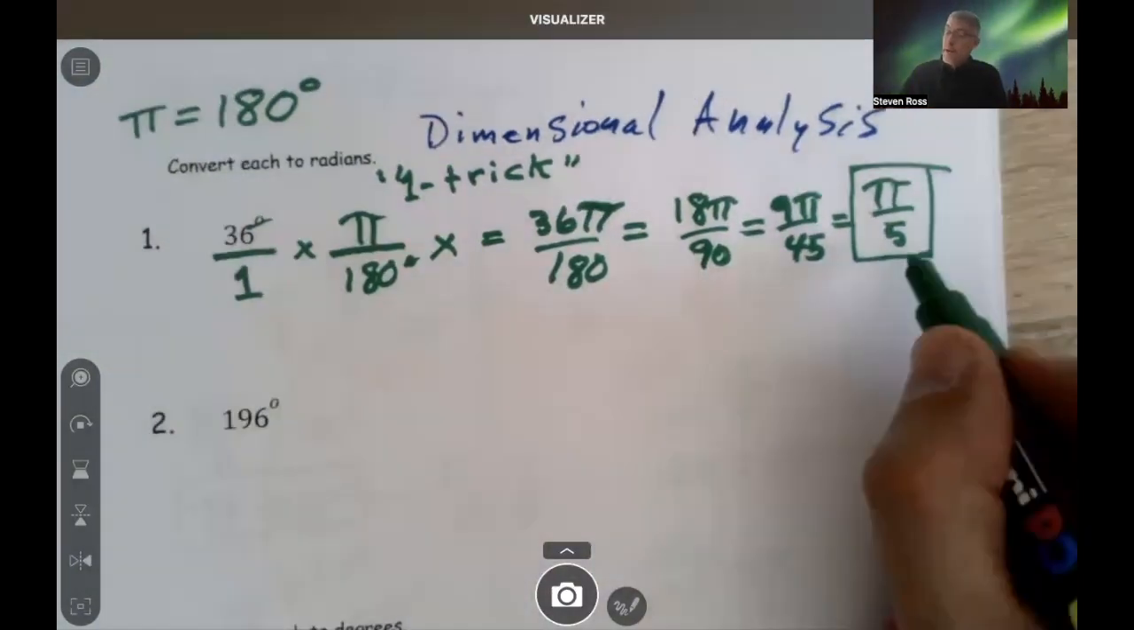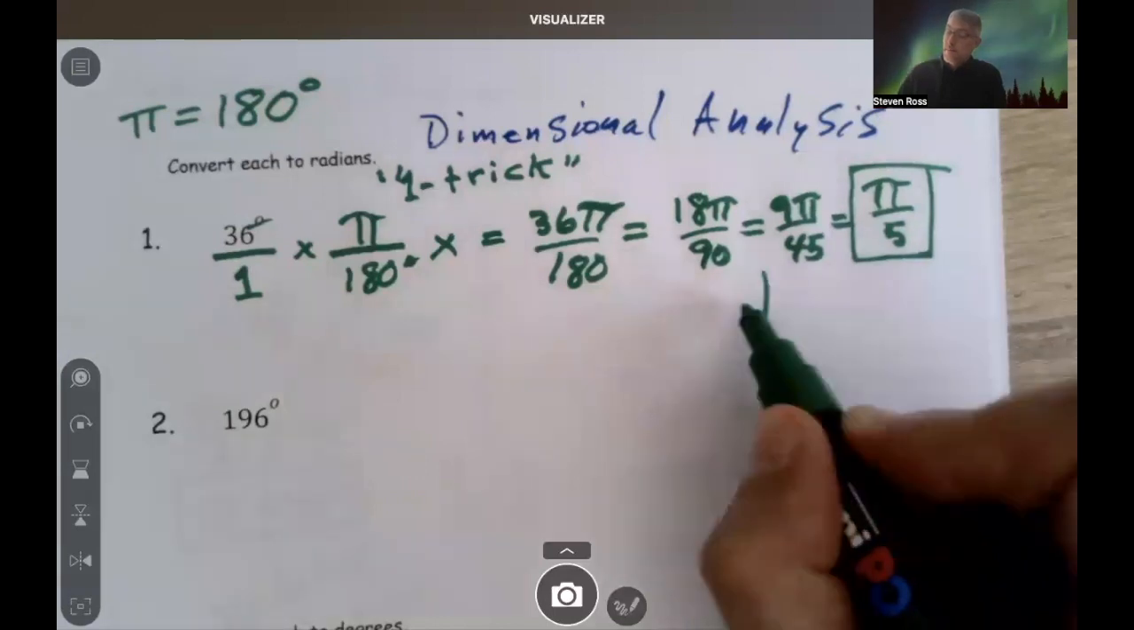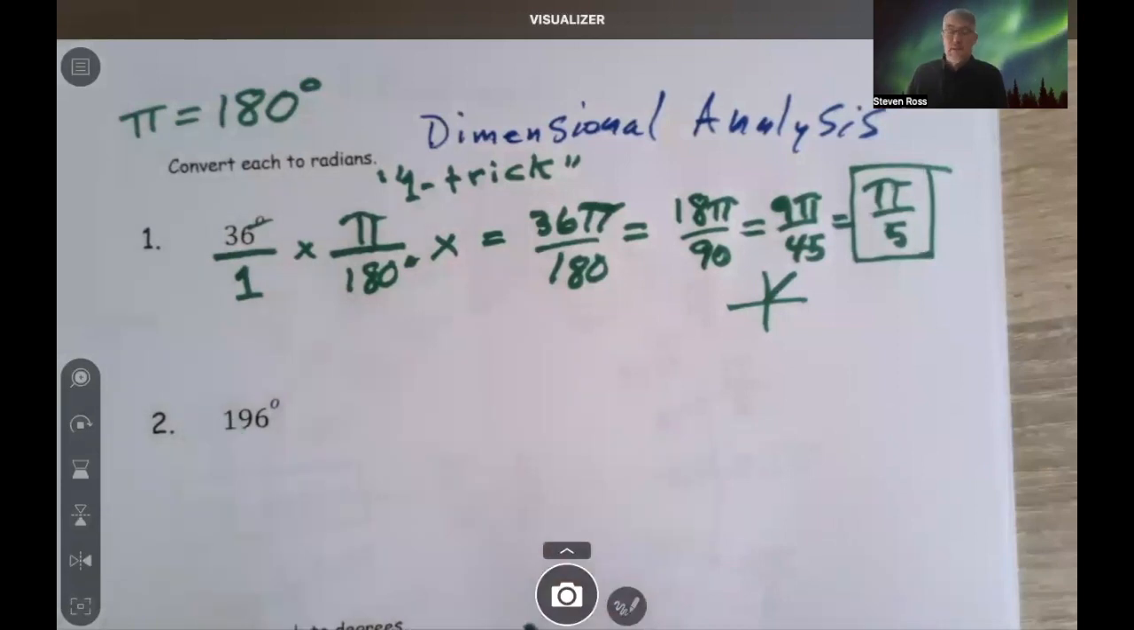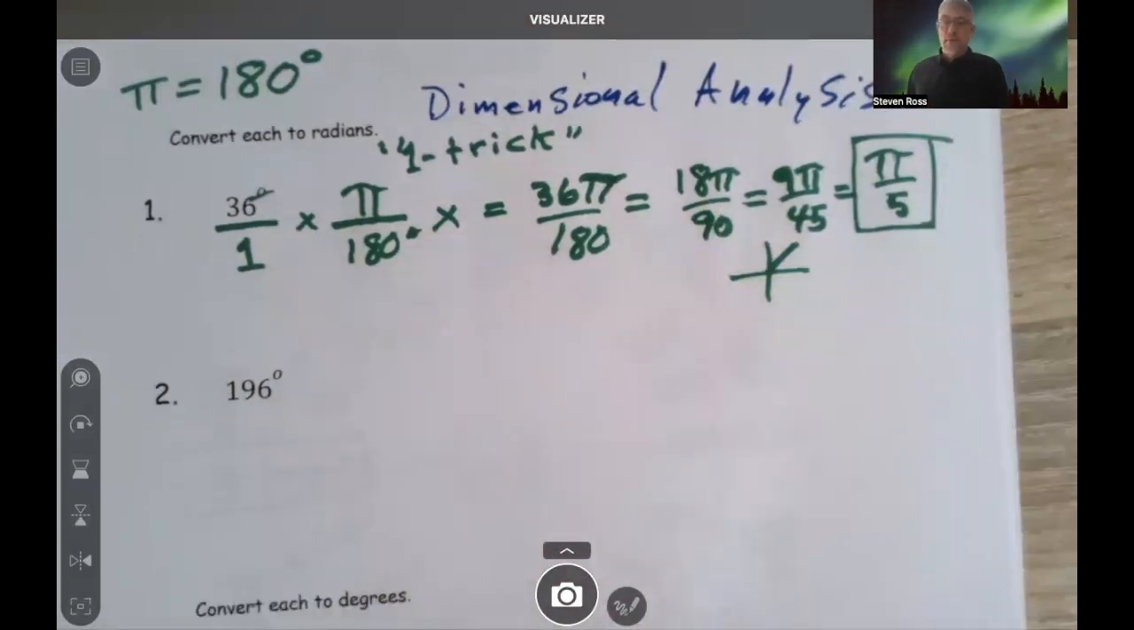Pi over 5 radians is going to be a first quadrant angle. It's going to be somewhere around here, just like the 36-degree angle is, a little bit bigger than 30 degrees. So pi over 5 radians. All right, moving on.